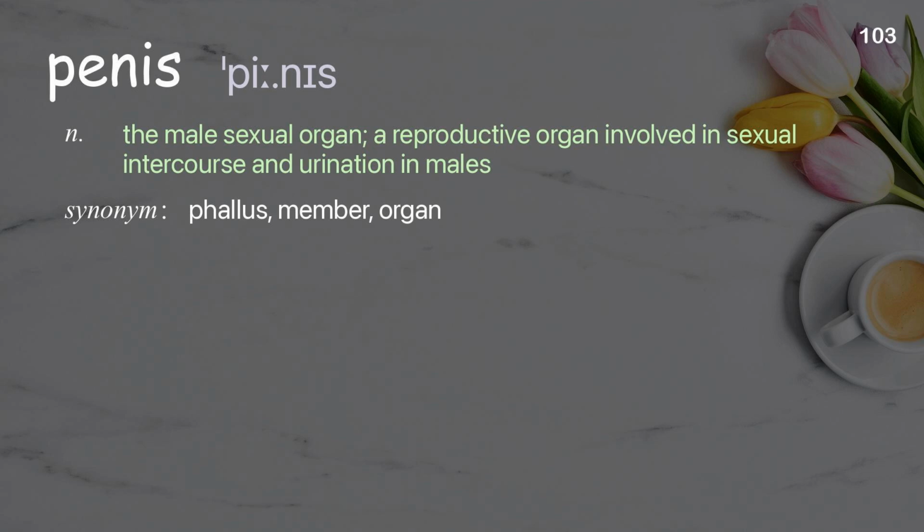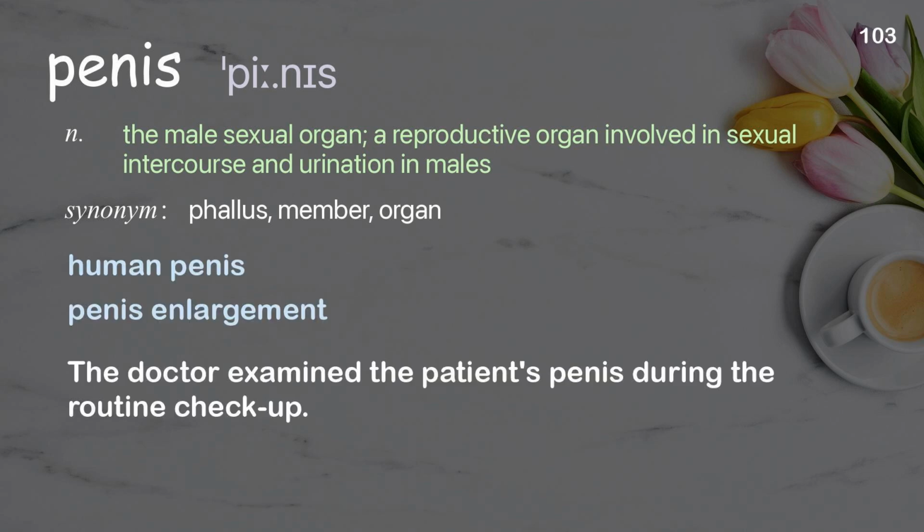Penis. The male sexual organ, a reproductive organ involved in sexual intercourse and urination in males. Examples: Human penis. Penis enlargement. The doctor examined the patient's penis during the routine checkup.